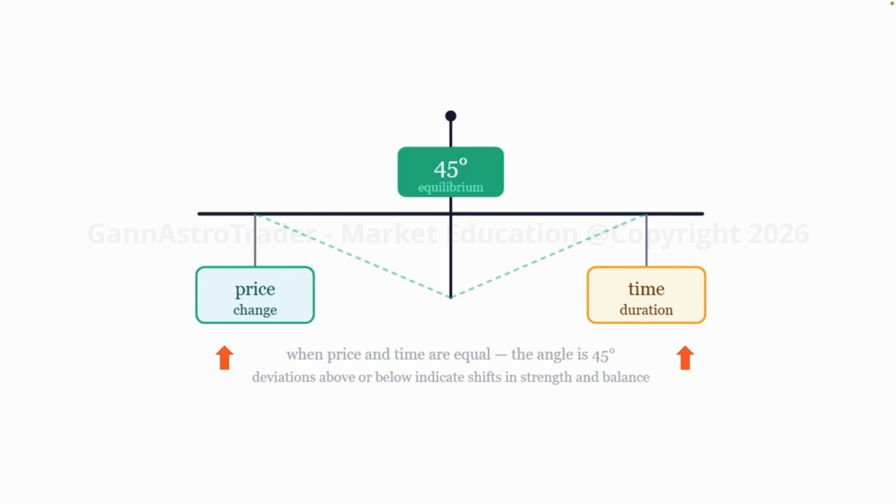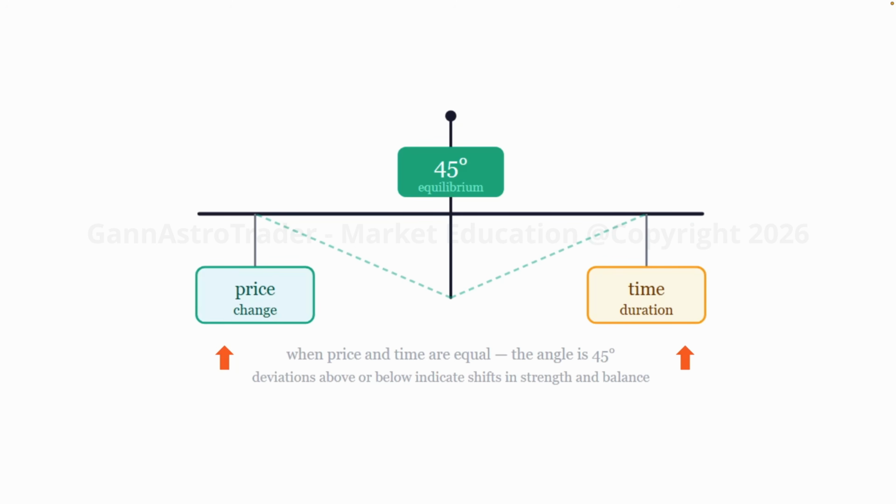Gann used angles to study the relationship between price and time. He treated the 45-degree angle as a point of equilibrium. Movements above or below this angle indicated shifts in strength and balance. This allowed him to measure market behavior geometrically.